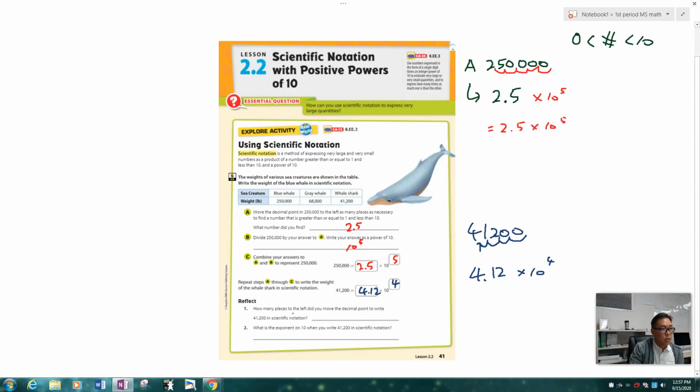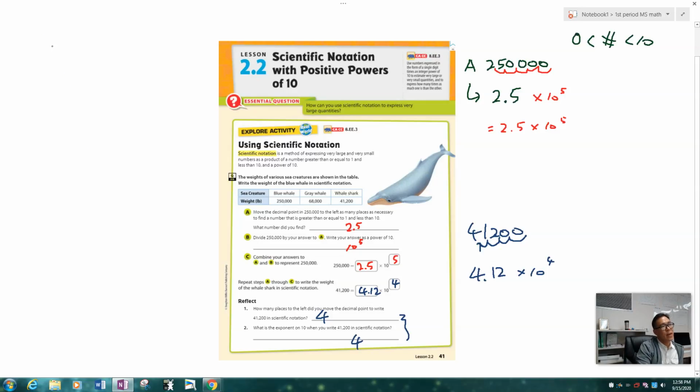All right, how many places to the left did you move the decimal point to the right? I need to go 1, 2, 3, 4. 4 left, therefore 4 right. What is the exponent on 10 when you write 41,200 in scientific notation? The exponent was 4. So okay, there's some kind of correlation right here. Moving on, but then let me write this one from the very beginning.